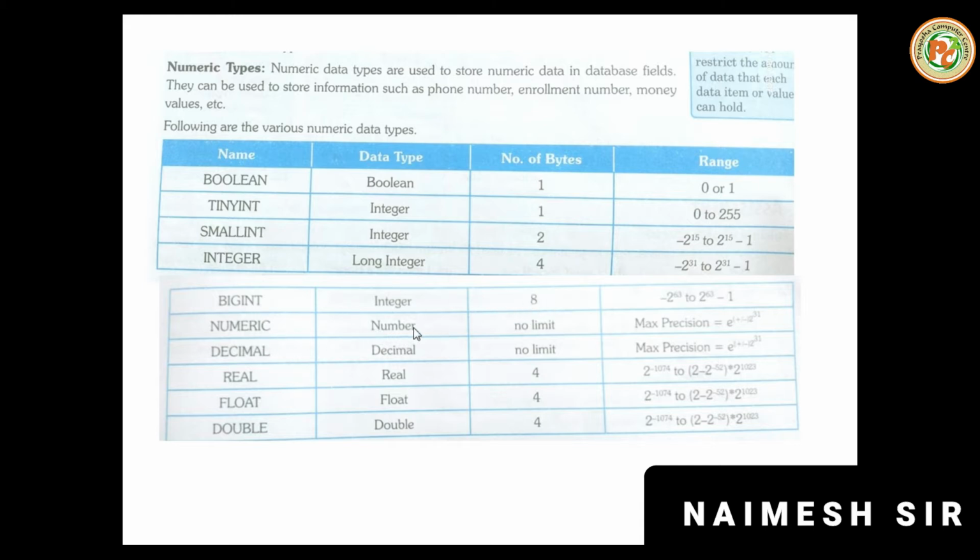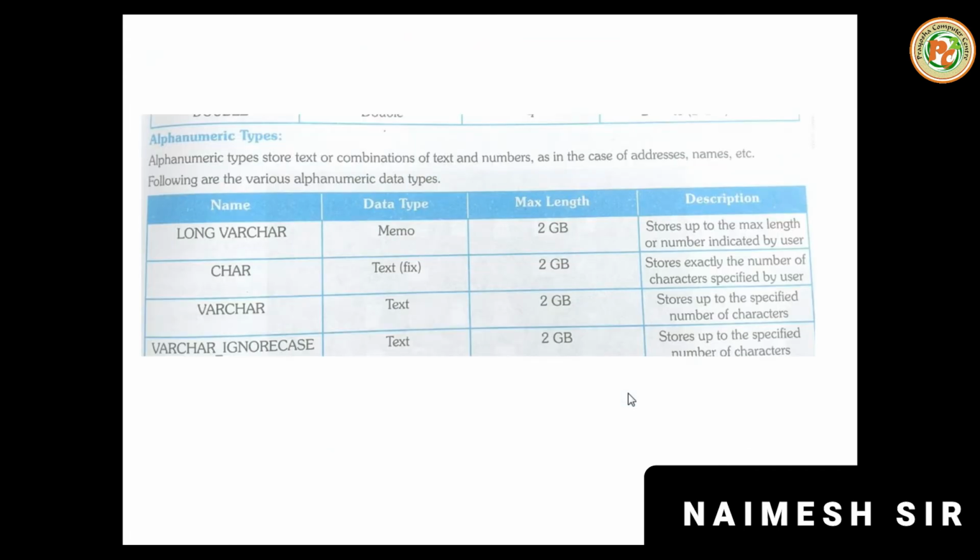In numeric, there is no limit to store data. In decimal, again no limit. In real, it can hold up to 4 bytes of data. For float, it can hold up to 4 bytes of data, and in double it can hold up to 4 bytes of data, meaning this much data can be stored in a single variable.